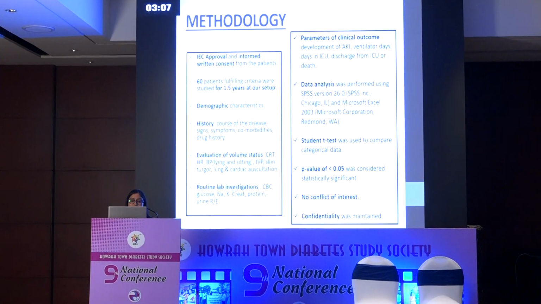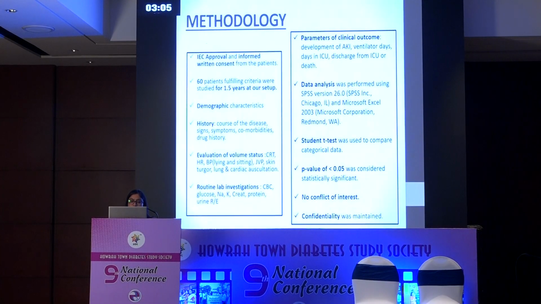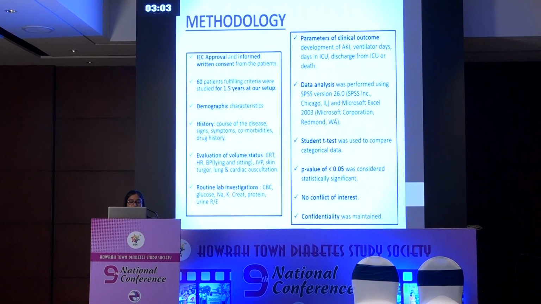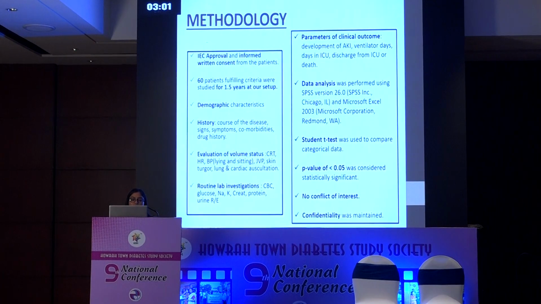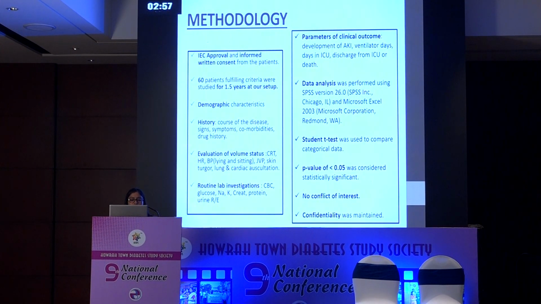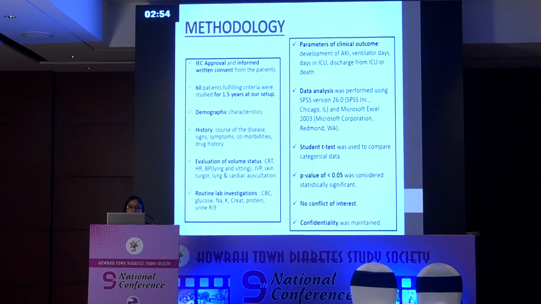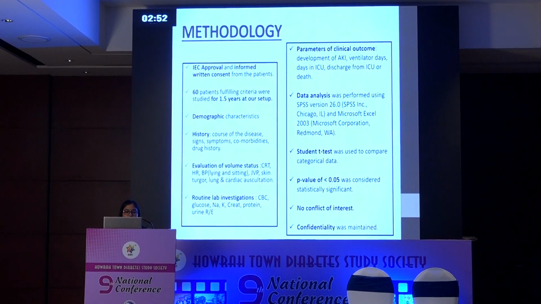Demographic characteristics like age, gender, height, weight, history, including the course of the disease, signs, symptoms, comorbidities, and drug history were studied. Evaluation of volume status using capillary refilling time, heart rate, blood pressure, jugular venous pressure, skin turgor, lung and cardiac auscultation, and routine lab investigations were done. Parameters of clinical outcome, including development of acute kidney injury, ventilator days, ICU days, and discharge from ICU or death, were studied.